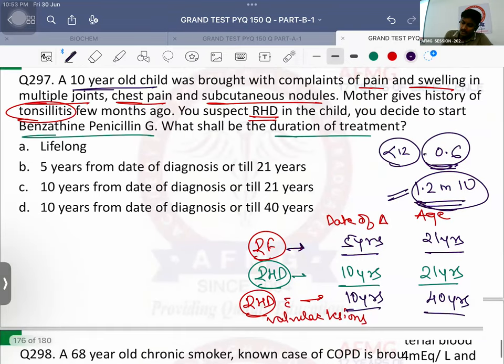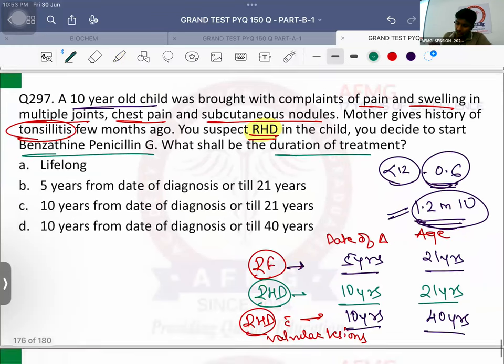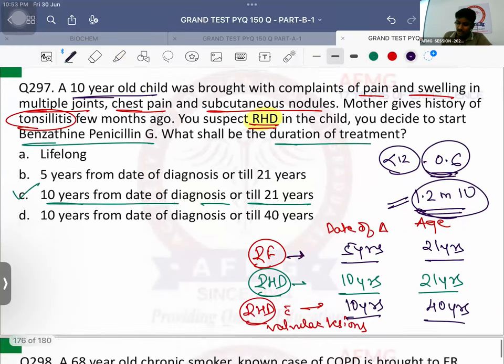Apne bachche mein kya hai? RHD. Are they saying about any valvular lesion? No. So it should be given 10 years from the date of diagnosis or till 21 years of age.